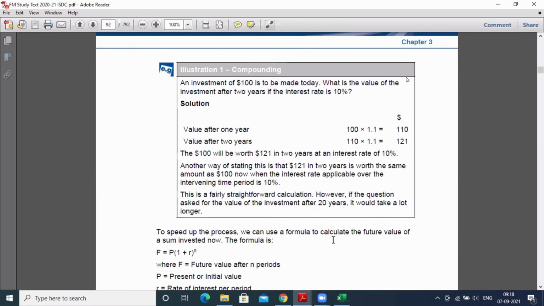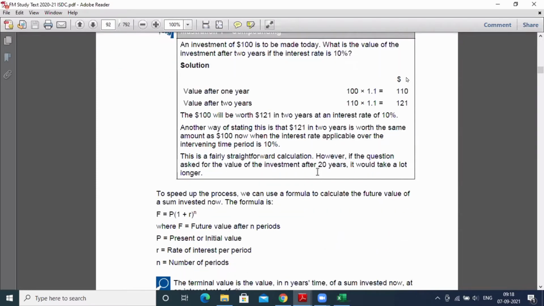So there is a small example illustration given on that. Here you can see an investment of $100 is to be made today, and what is the value of the investment after 2 years, if you are expecting an interest of 10% per annum. This is a very simple calculation. The value of 100 after 1 year would be 110. And if you reinvest the same 110 at the beginning of the second year, then your value of the money will be 121. In simple terms, if you invest $100 today, its value after 2 years will be 121.